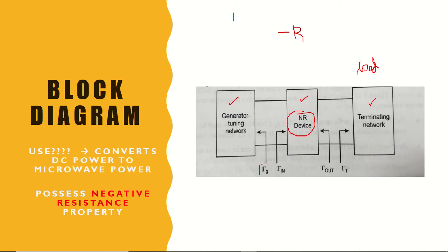Now this tau G, tau in, tau out and tau T, they are the reflection coefficients. Tau G is the reflection coefficient of the generator. Tau in is the reflection coefficient of the input of this device. Tau out is the reflection coefficient at the output of this device, and tau T is the reflection coefficient of this terminating network.